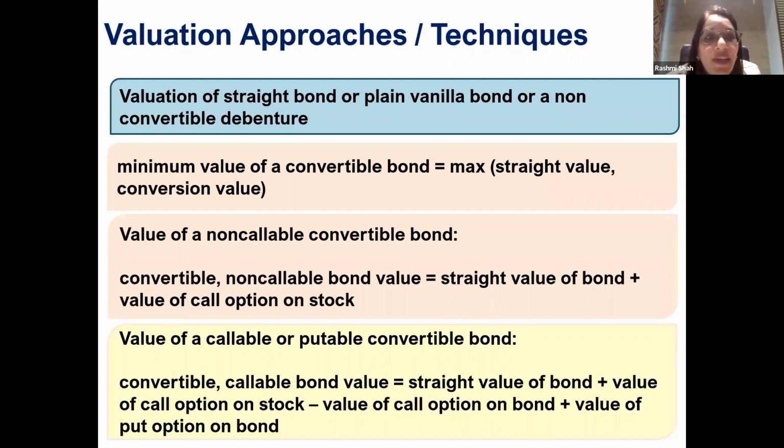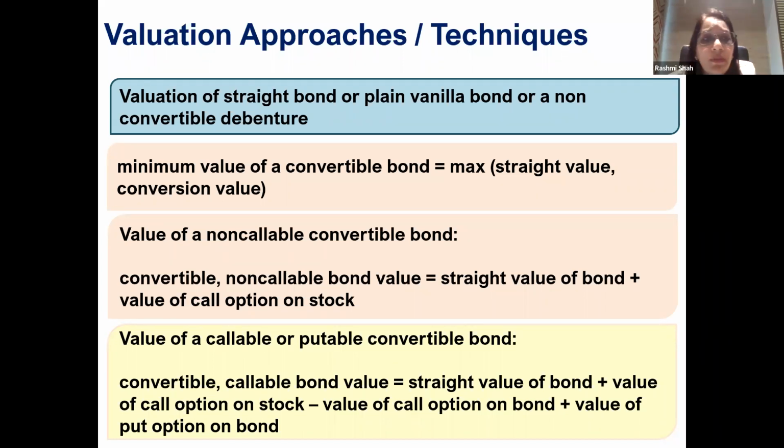Now, if you were to invest in a non-callable, non-putable convertible bond, it's actually equivalent to getting an option-free bond and a call option on an amount of equity shares equal to the conversion ratio. So the equation that you will use to value a convertible but non-callable bond is the straight value, meaning the value of a straight bond, plus the value of a call option on stock. That is how you will value a non-callable but convertible bond.